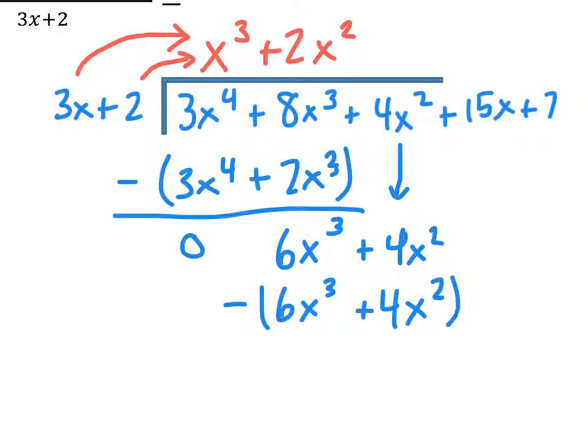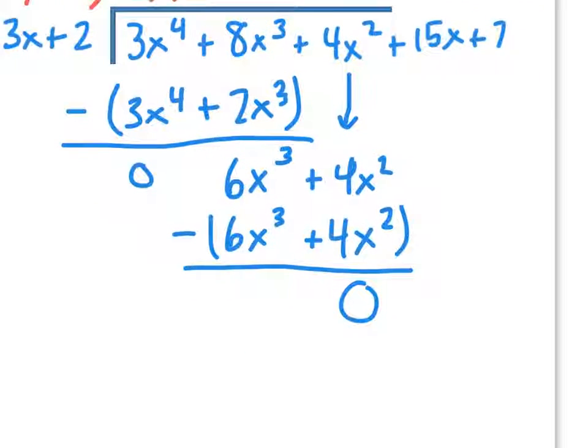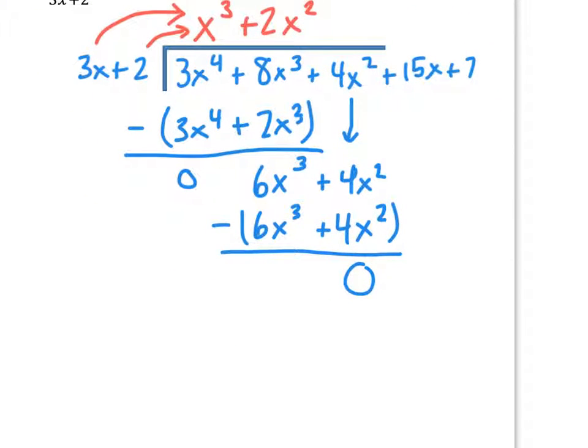Now when we subtract these, we get 0. Just 0 overall. 6x cubed minus 6x cubed is 0, and 4x squared minus 4x squared is 0. So the last step then, drop the remaining 2 terms down. That gives us 15x plus 7, and repeat the process.